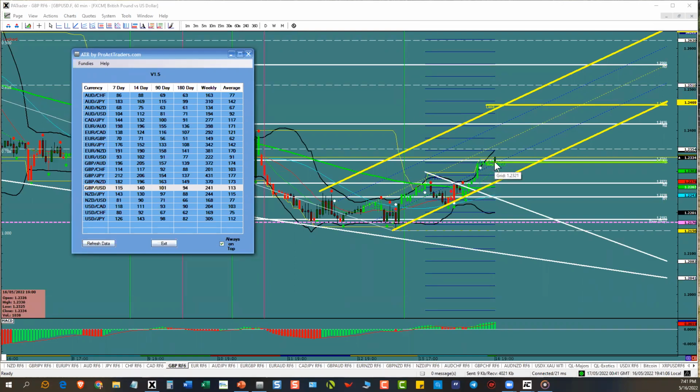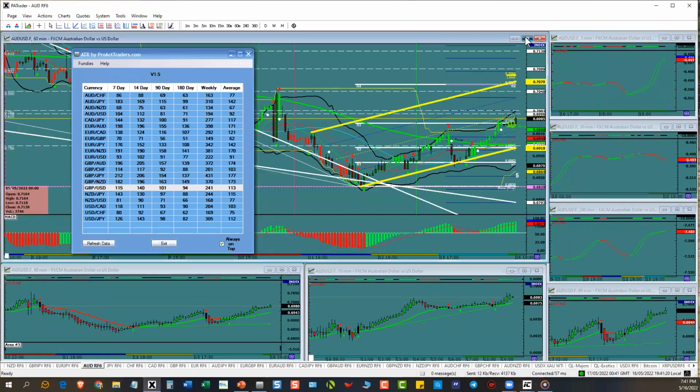I got a flag pattern to the sideways move. I already have a breakout. MACD says I'm going up and I got plenty of room. All right, see if you can figure it out. All right, the next one is an Aussie dollar buy. Okay, we know the dollar is going down. The Aussie should also go up.